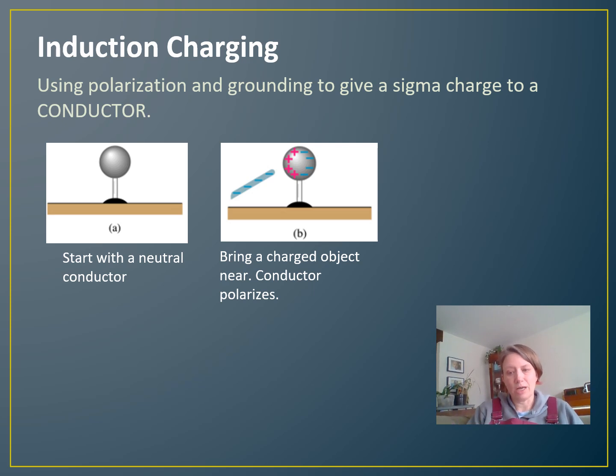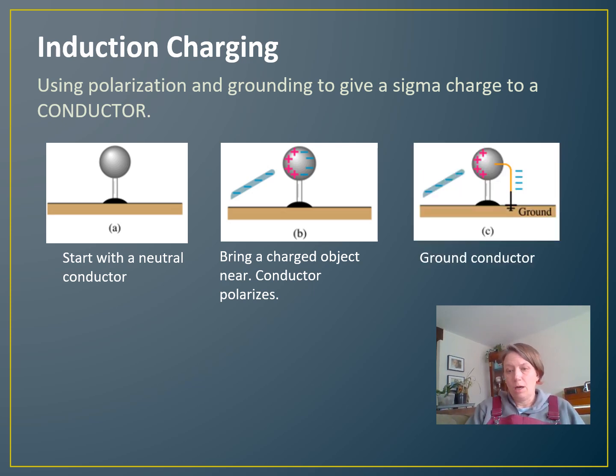We talked about this earlier in the slideshow. What happens is the conductor polarizes and we end up with a positive half and a negative half, although we are still neutral. Then if you add that ground wire that connects the conductor to the earth, the electrons will either run away onto Earth or run from Earth onto the conductor, depending on whether they're being attracted or repelled by that negative rod that's brought in from the other side. In this case, since that rod is negative, it's going to push away the electrons in the neutral conductor, and so it's going to push them onto the Earth.